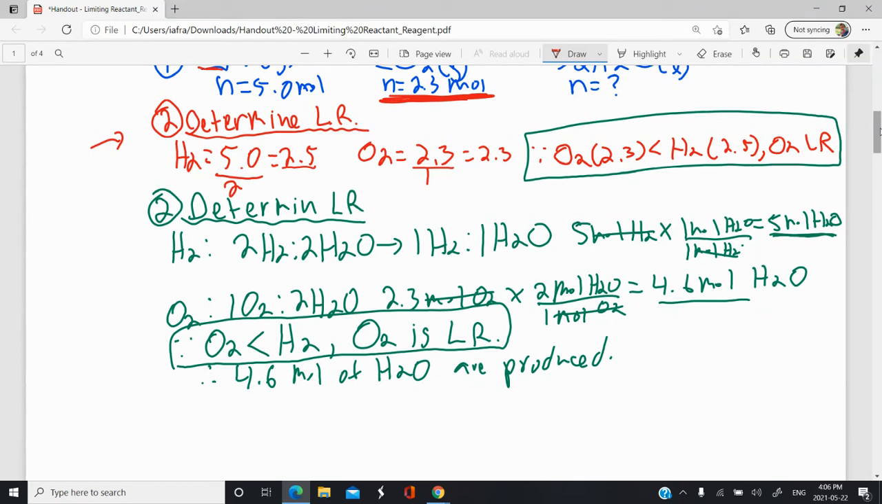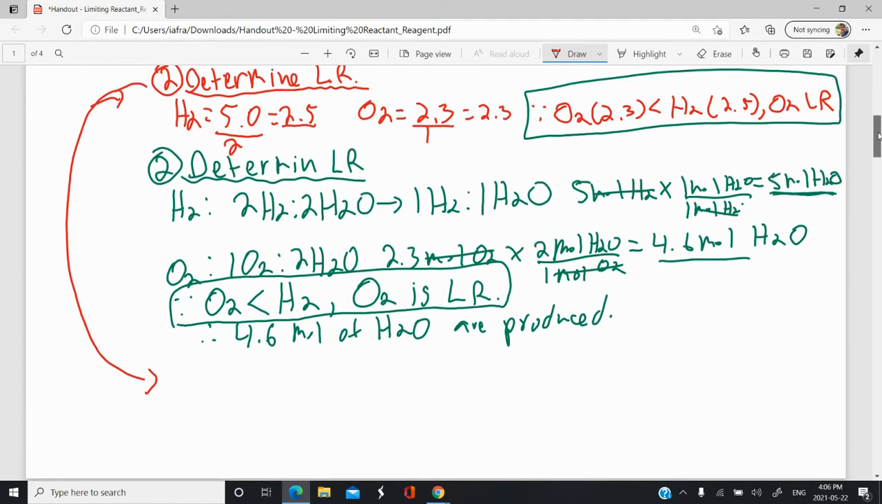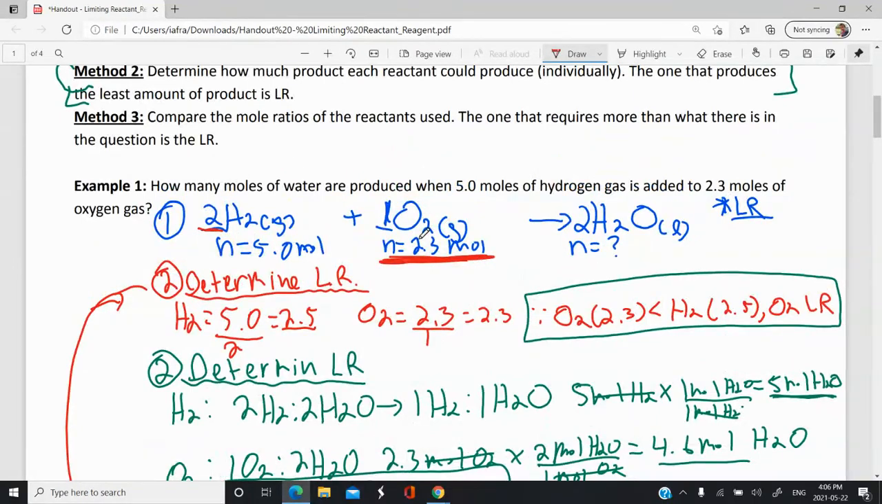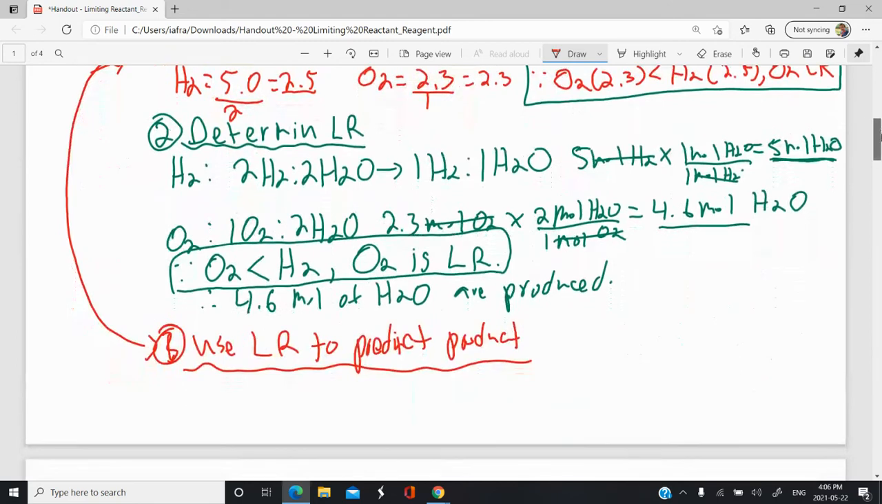So if I was doing, let's continue the red down here. Okay, pretend the 2 is not there. That was just another method to do. So if I was doing the red method, I would have found my LR. And so now step 3 would have been use LR to predict product. And so you wouldn't have used the divided version. You would have used the undivided version, the one that you're initially provided in the question.